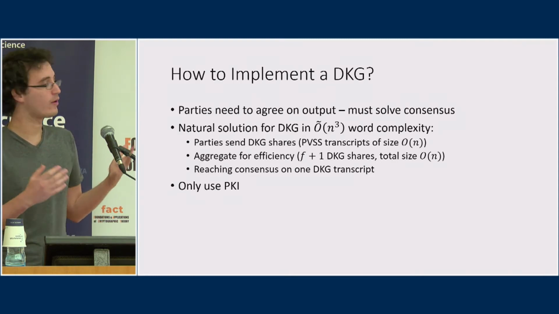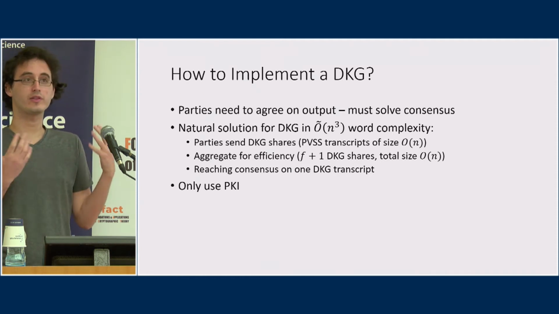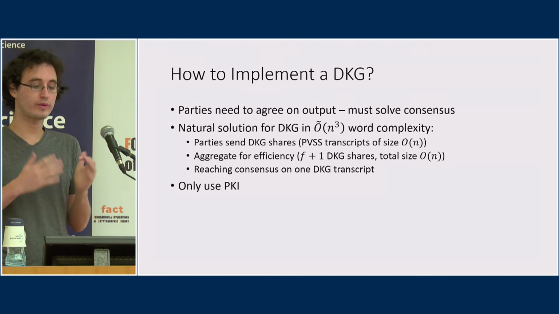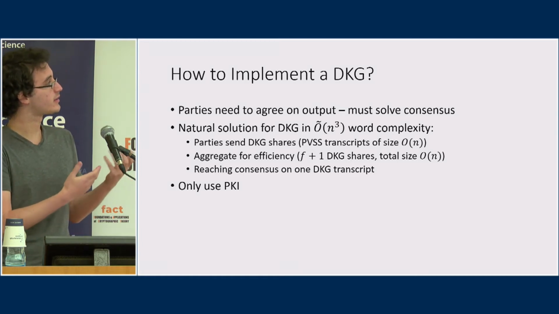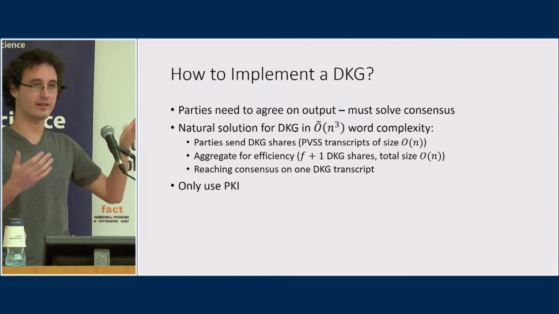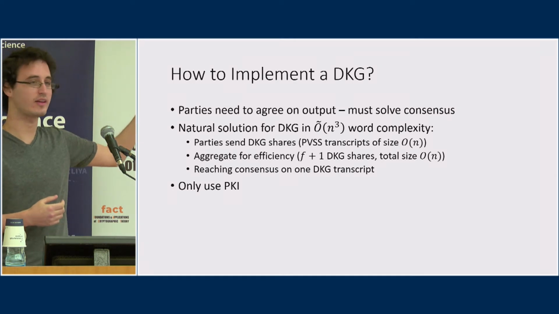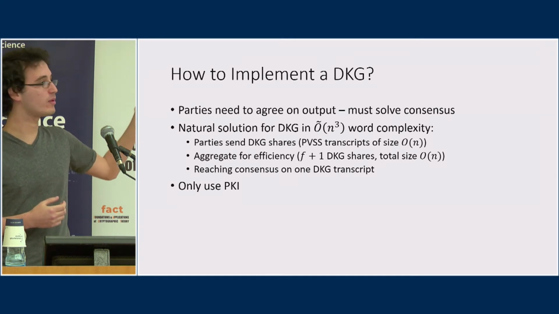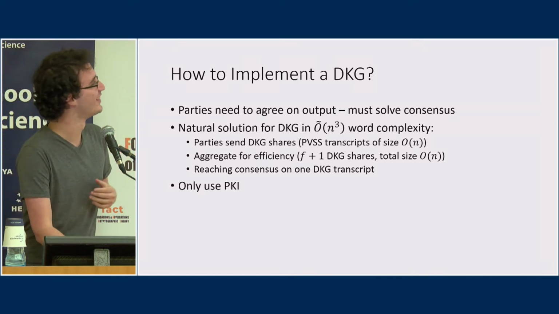So how can we implement a DKG? When I look at a DKG, the first thing I think is that the parties need to agree on an output. They need to agree on the transcript that they're going to use. And agreeing on a non-trivial value is just consensus. It kind of has to be consensus. So when I look at this problem, the first thing I think of is consensus. Maybe I'm biased. I work on consensus.